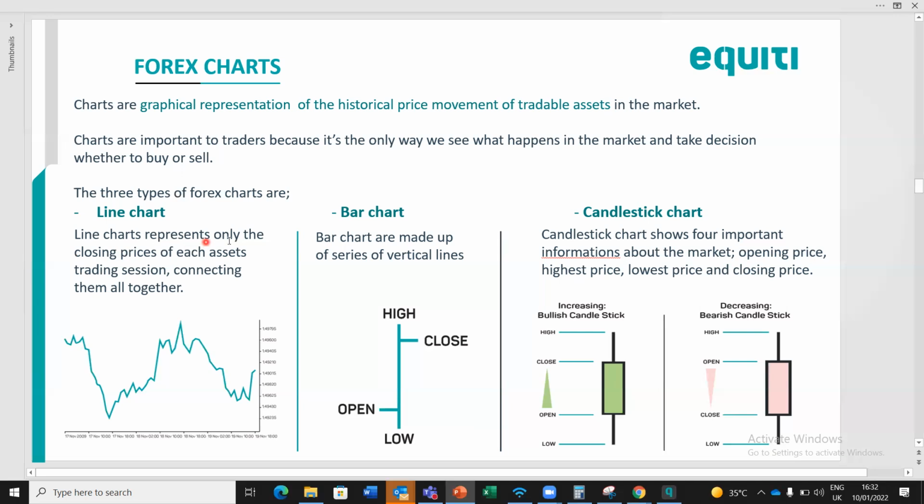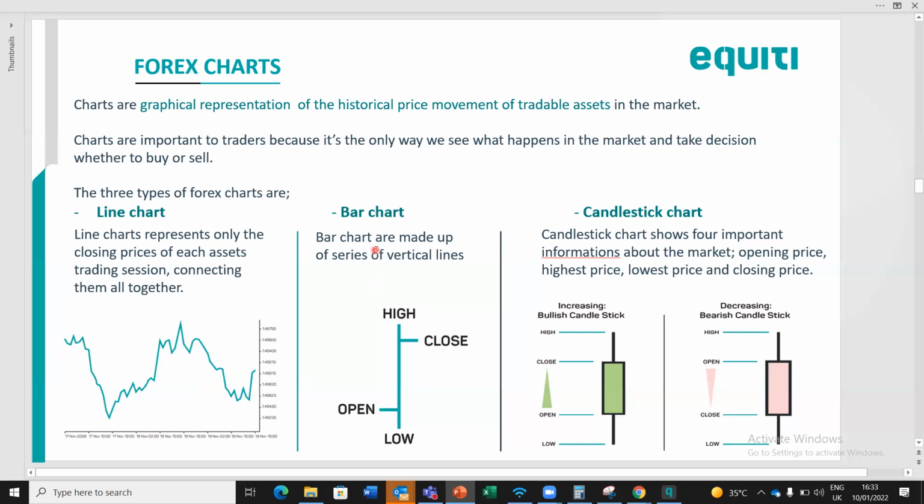The line chart represents only the closing prices of each asset's trading session, connecting them all together using lines. All right, so where the price of an asset closed for a particular session, a dot will be connected to that point, and then to the next closing price, and to the next closing price. By the time you're putting all of them together using a line, you have a chart that looks like this. This is what we call the line chart.